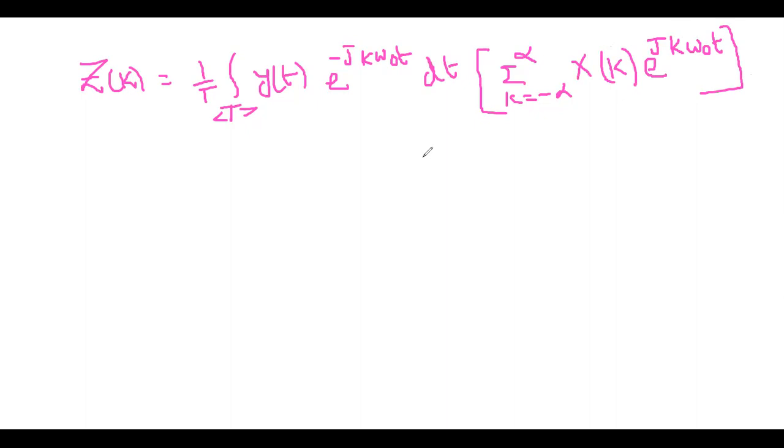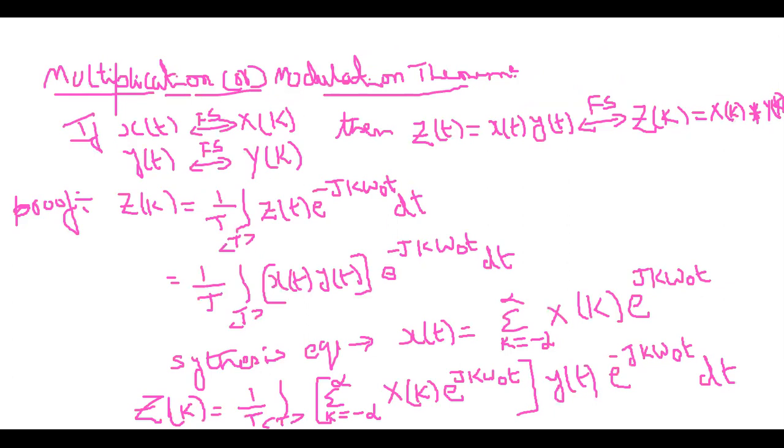Okay, my dear students. Here you can observe the e power minus jk omega naught t, and here e power plus jk omega naught t. They get cancelled. If they get cancelled, we don't get the x of k with the convolution of y of k.